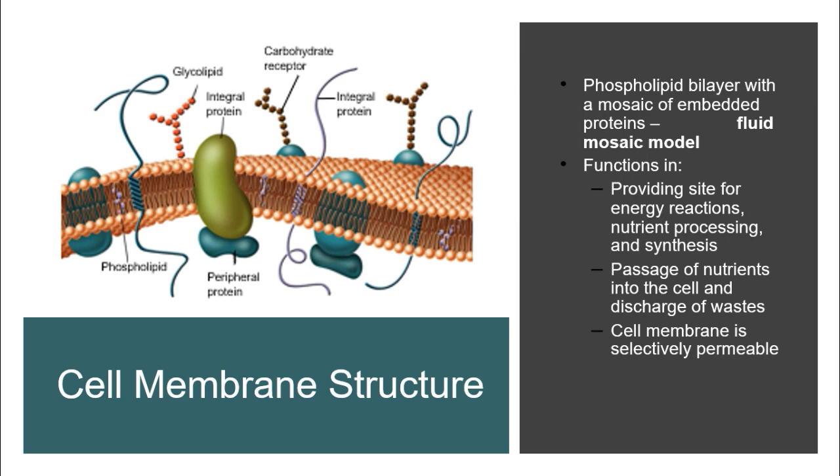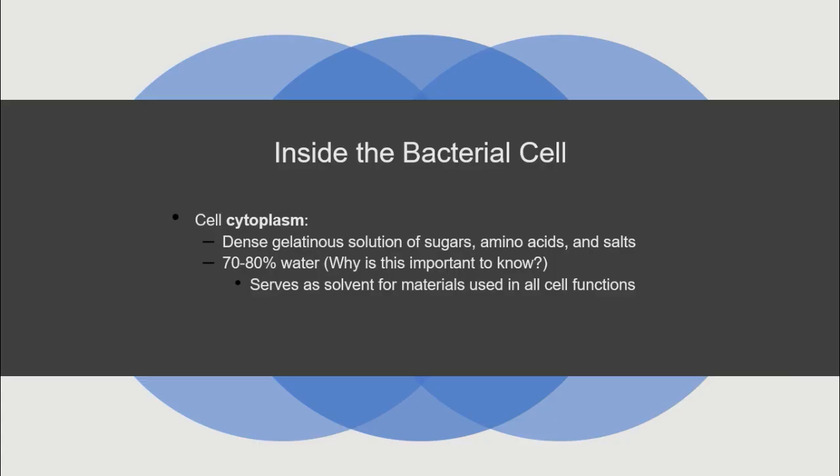And this cell membrane functions in providing a site for energy reactions, nutrient processing and synthesis. It also acts as a passage for nutrients into the cell and discharges wastes out of the cell. And the cell membrane is selectively permeable, so it will allow only certain molecules to move in and out.